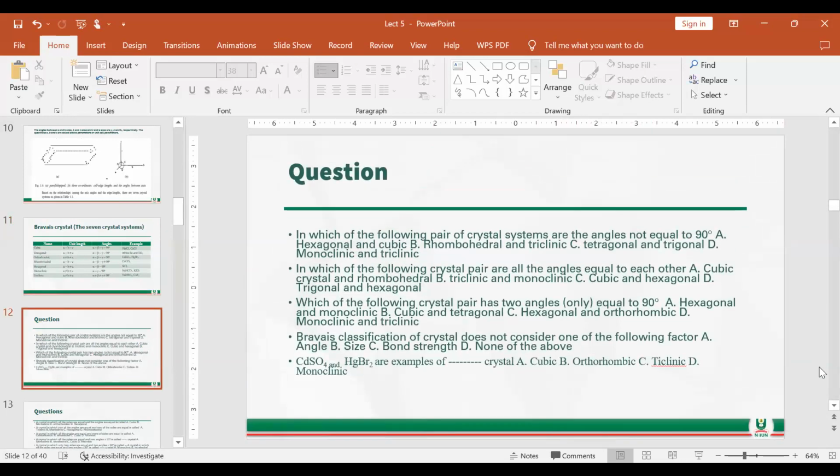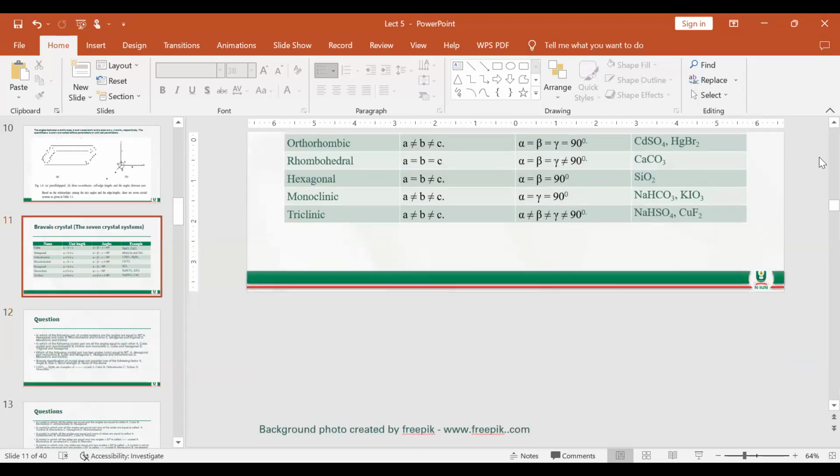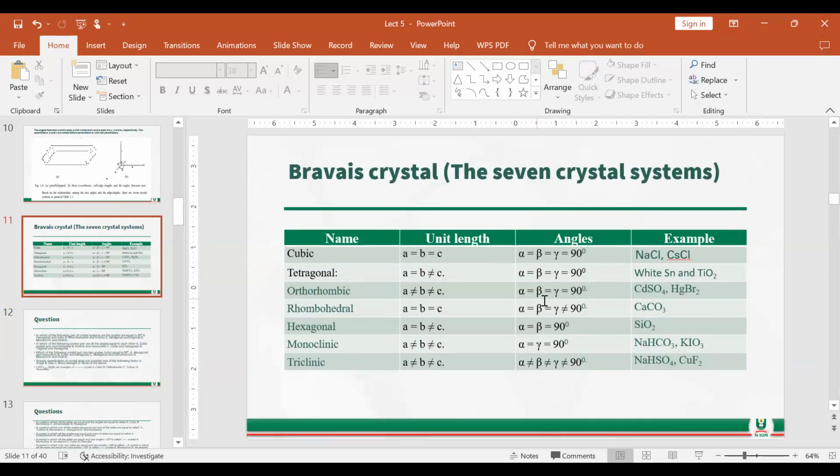Previous classification of crystal does not consider one of the following factors: angle, side, bond strength. Bond strength is the correct answer there. Cadmium sulfate, hydrogen bromide are examples of what crystal? The example of that, what crystal? Orthorhombic. Did I get it? Yes, you got it.